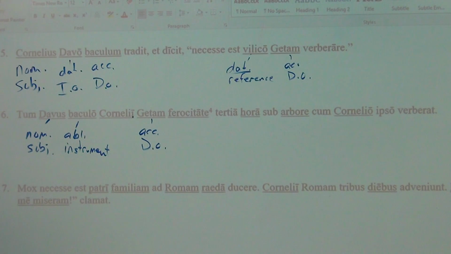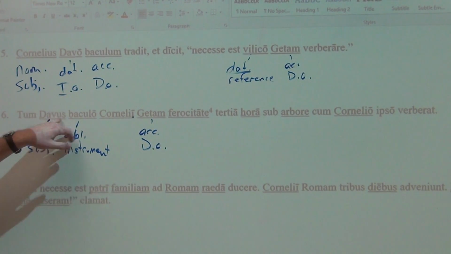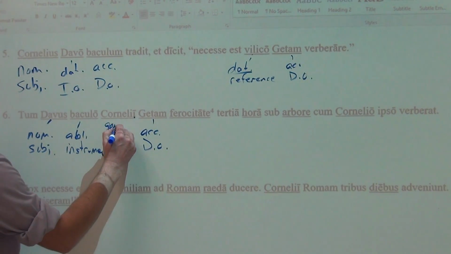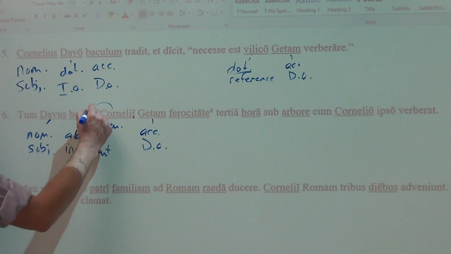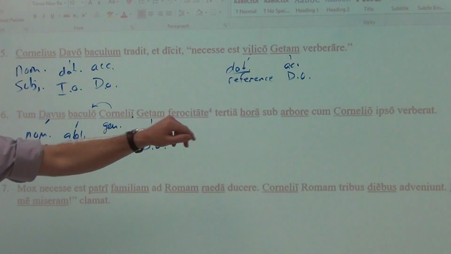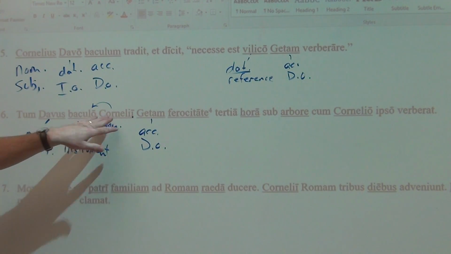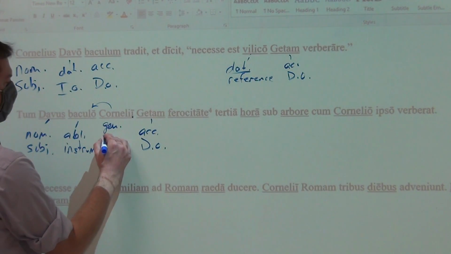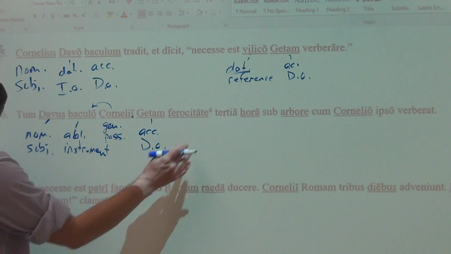Now here you have Cornelia with a long I. It's not a bunch of people named Cornelius doing something, because we already have a subject, so this must be the genitive. And he is the possessor of the stick. So Dawes then beats geta with the stick of Cornelius, your genitive showing possession.